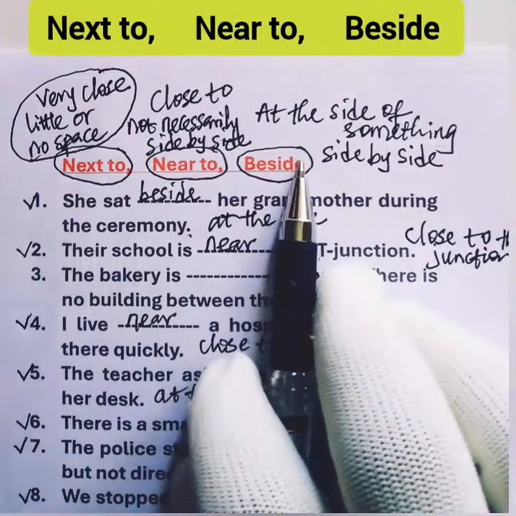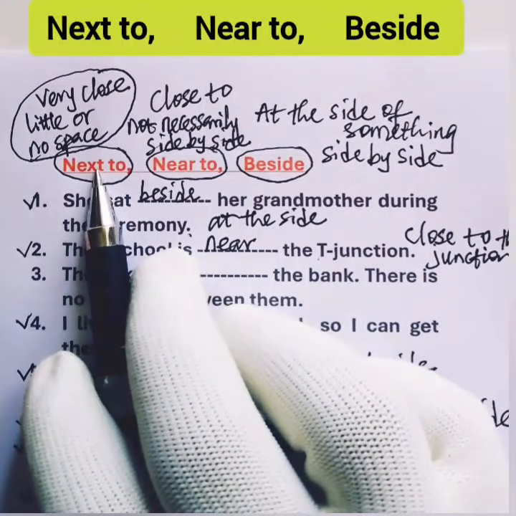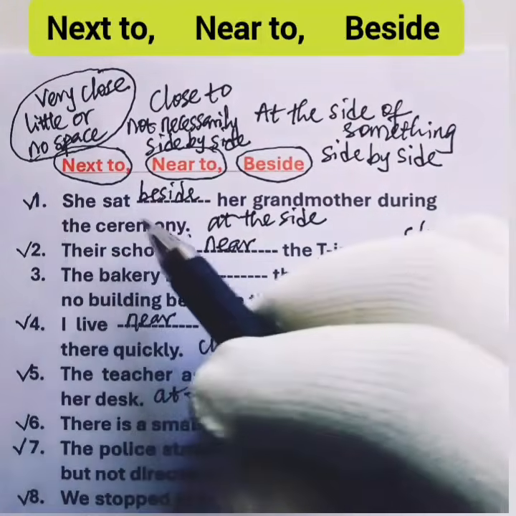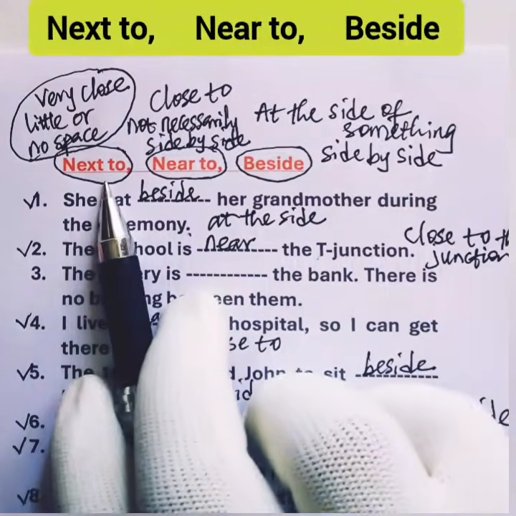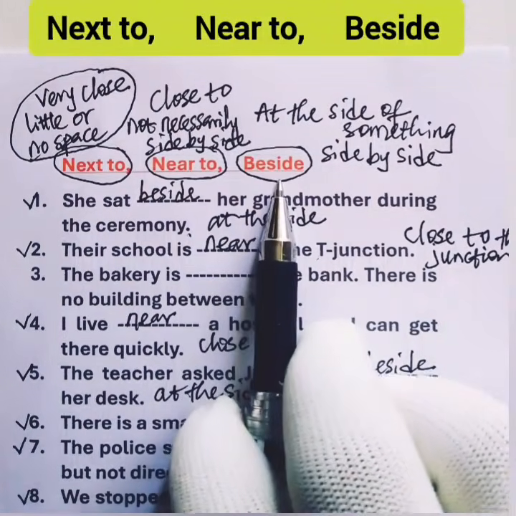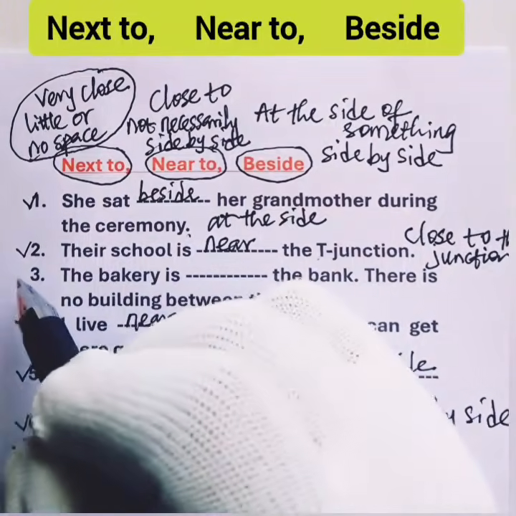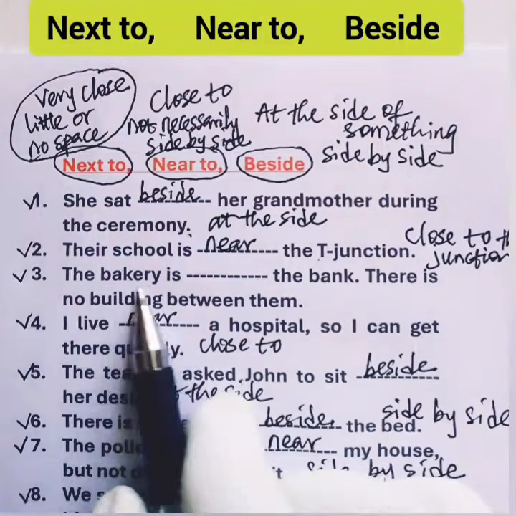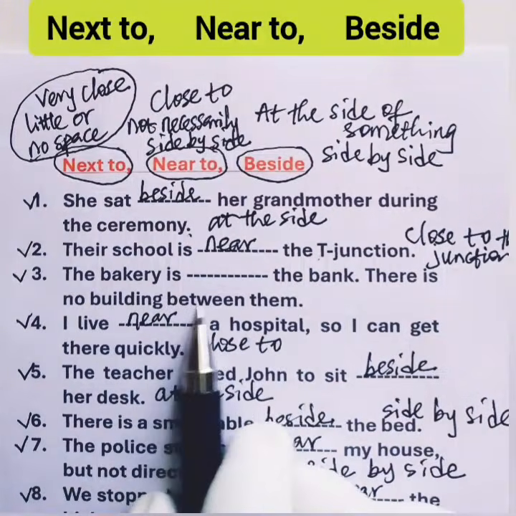Okay, here something is placed side by side. Next to also gives the same description. Now let's look at examples so that you will know exactly when to use it and also compare with beside. Okay, our first example for next to is number 3. The bakery is blank the bank. There is no building between them.